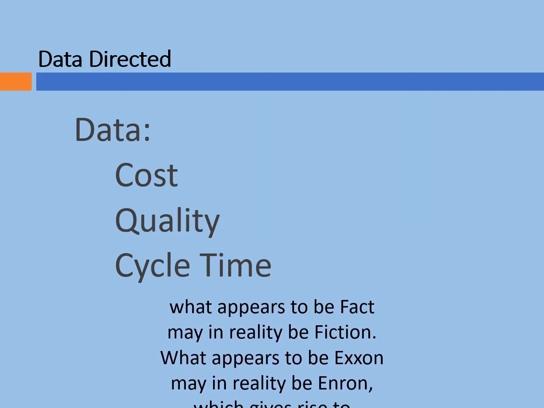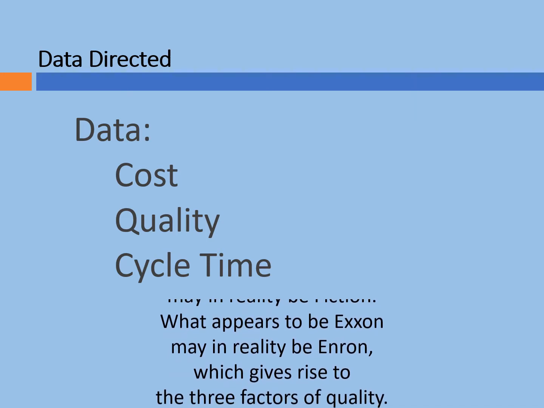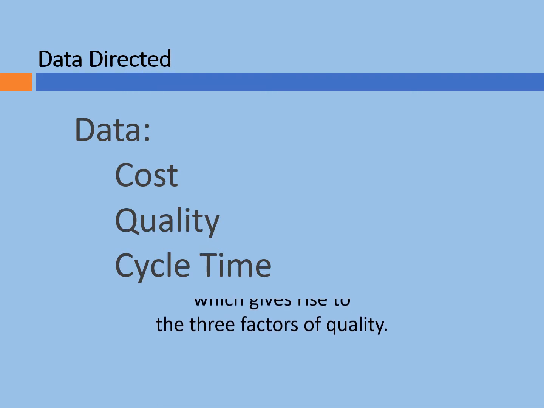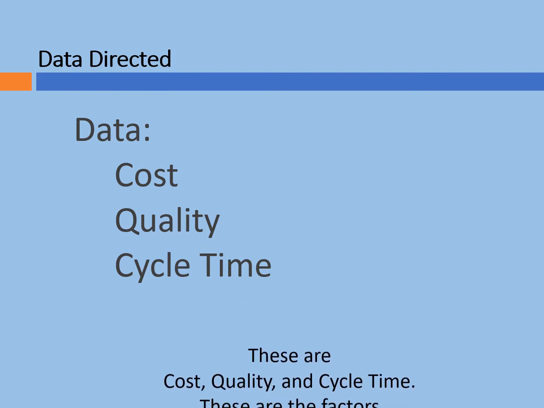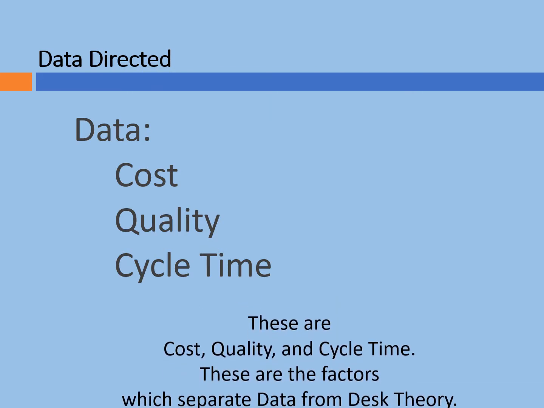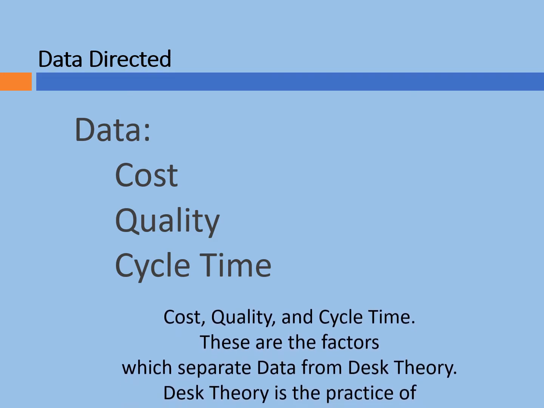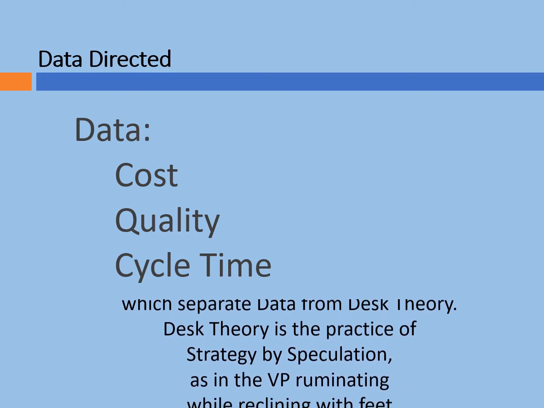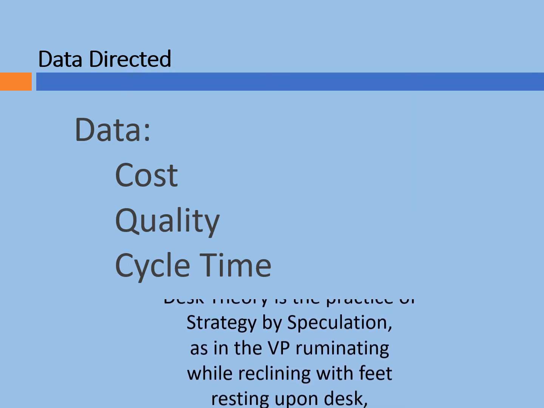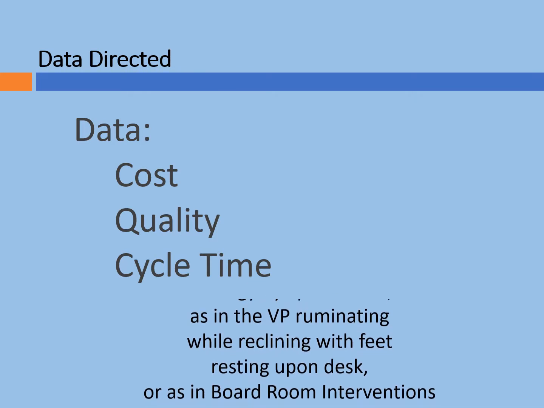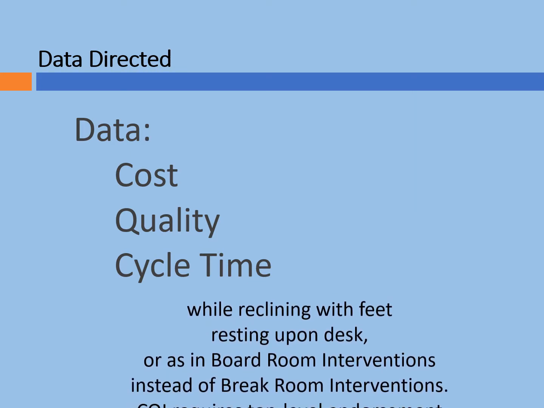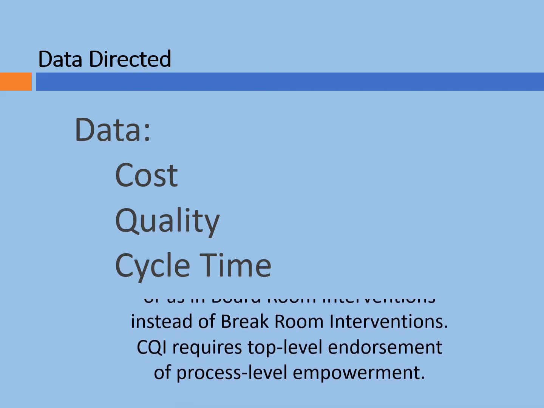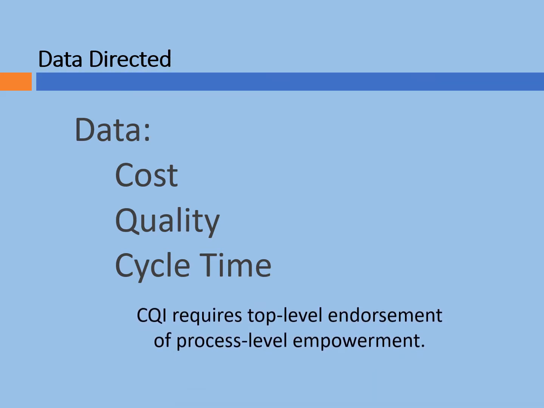What appears to be Exxon may in reality be Enron, which gives rise to the three factors of quality. These are cost, quality, and cycle time. These are the factors which separate data from desk theory. Desk theory is the practice of strategy by speculation, as in the VP ruminating while reclining with feet resting upon desk, or as in boardroom interventions instead of breakroom interventions. Continuous quality improvement requires top-level endorsement of process-level empowerment.